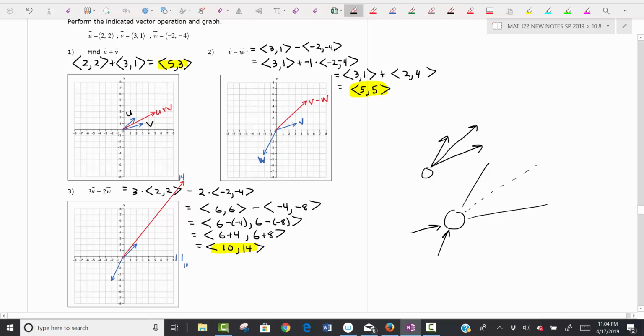With this one, let's see. The first vector, v, is 3, 1. The second vector is -2, -4. All right, and then the resultant is this.